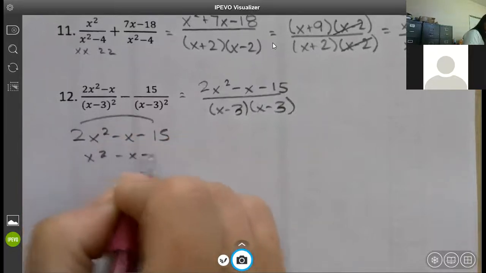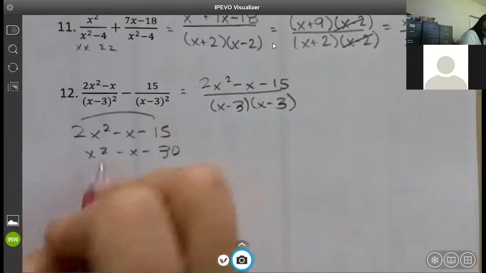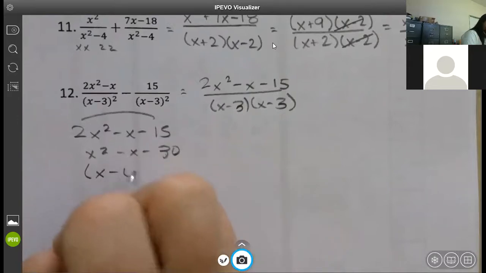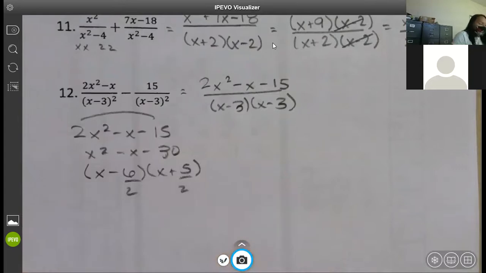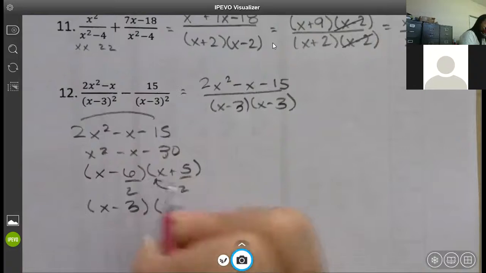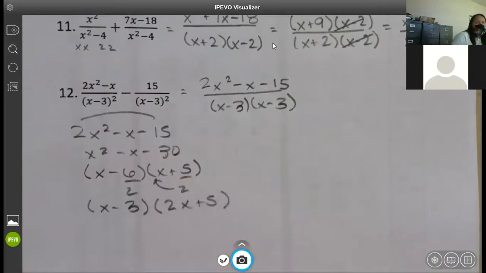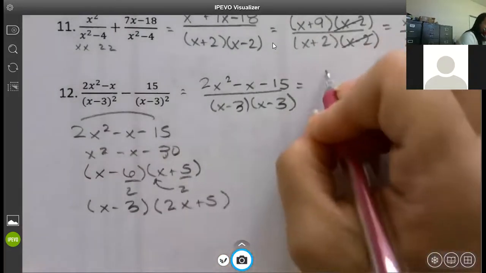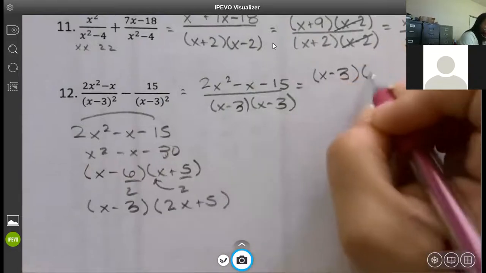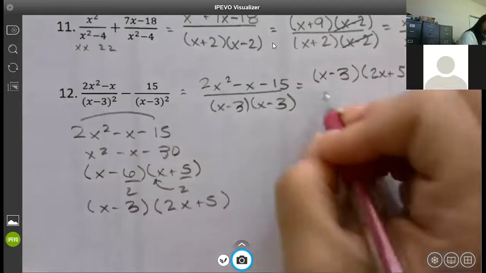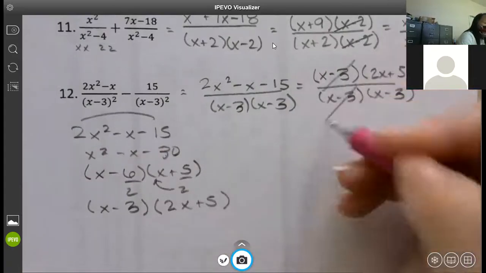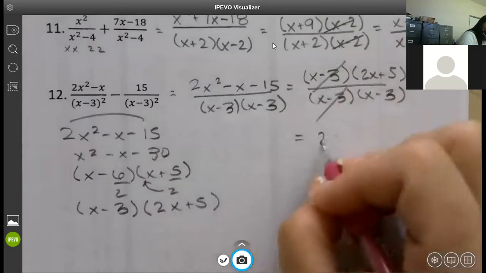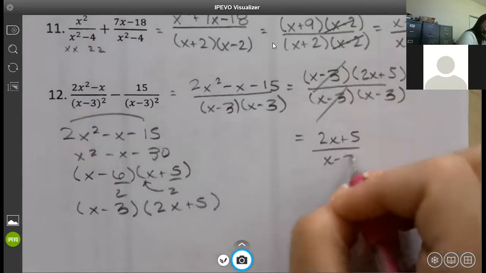We get x squared minus x minus 30. Factors of -30 that add to -1 are -6 and +5. Don't forget to divide. So that leaves me with x minus 3. The 2 goes to the front, and 2x plus 5. So on the top, x minus 3, 2x plus 5. On the bottom, x minus 3 two times. Mark out what you can, and your final answer on this should be 2x plus 5 over x minus 3.